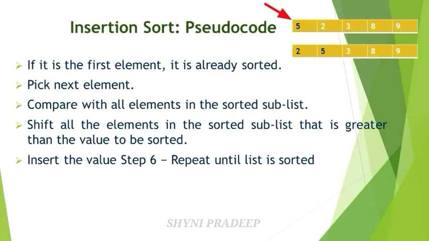Okay. So which one is greater? This 5. Which one is smaller? 2. So you have to insert this 2 here in the sorted list. Okay. Because 5 is greater than 2. So you have to insert this 2 here. Okay. See the next point.